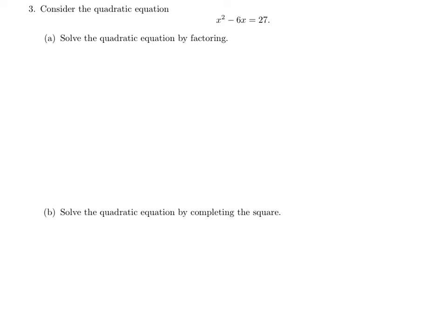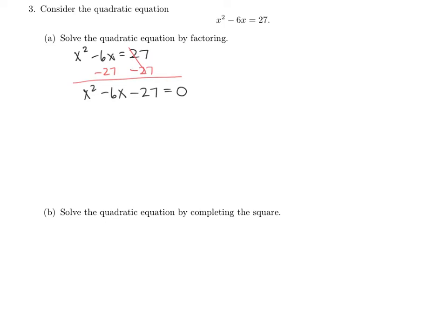So by factoring, if you're going to factor, you have to have the equation set equal to 0. So that's the first thing you want to do. So that means you're going to need to subtract 27 from both sides. So you will get x squared minus 6x minus 27 is equal to 0. So again, when you're solving by factoring, you need it set equal to 0. And now we're going to factor.